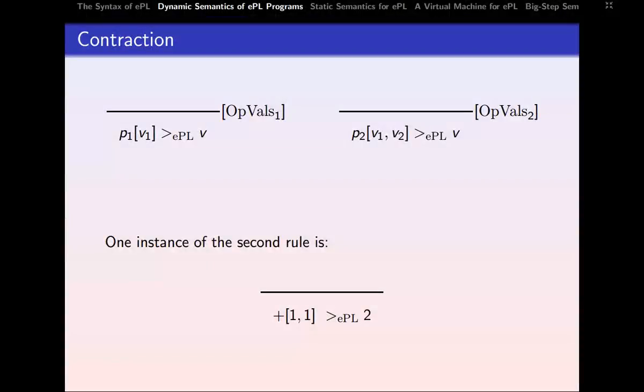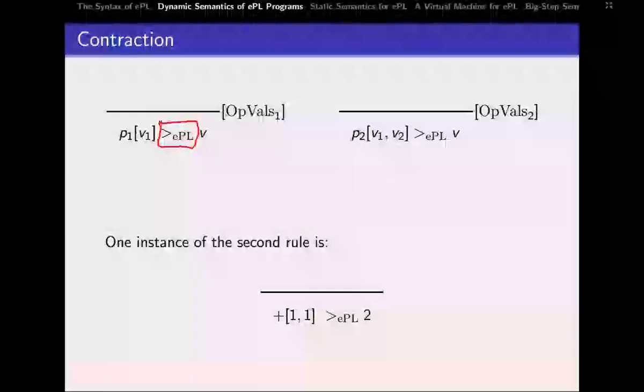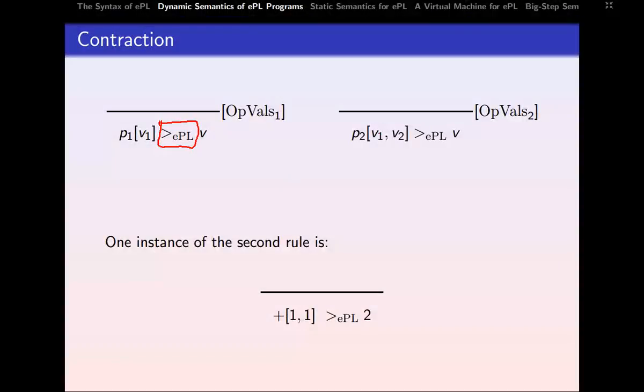The first relation that we define is contraction. And it is represented by this symbol right here, which looks a bit weird, but it's very difficult to find good names. So we're picking this one. It looks like greater than and has an index of EPL. Think of it as just a name.